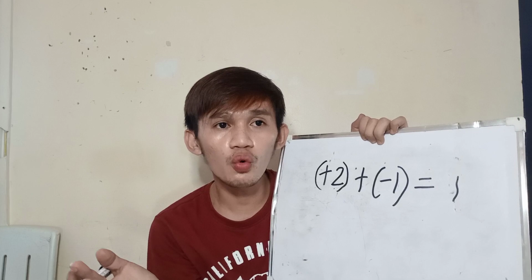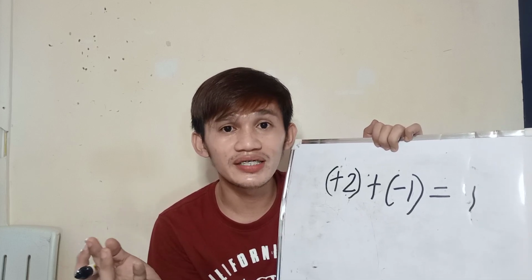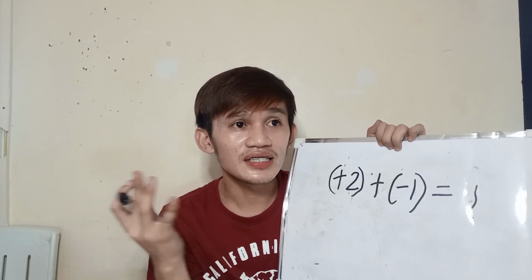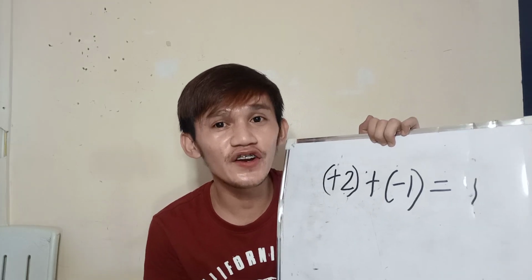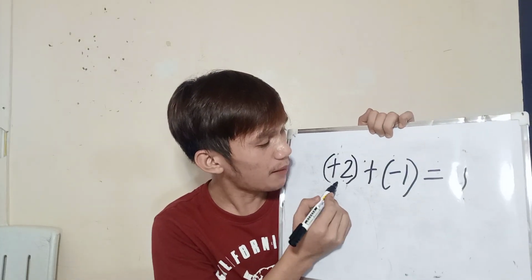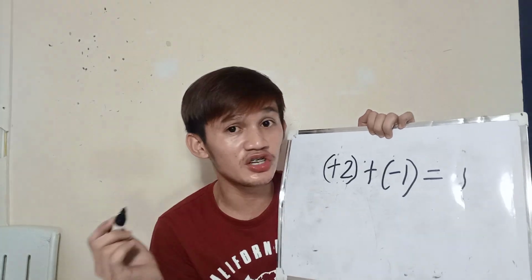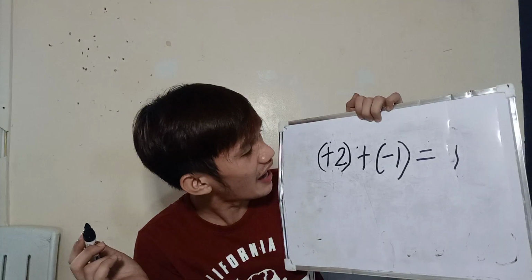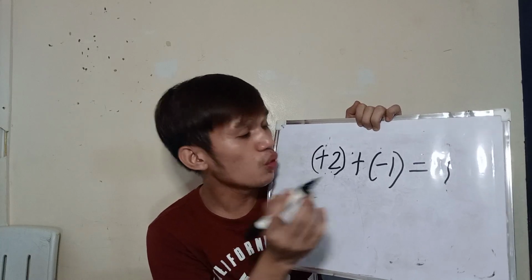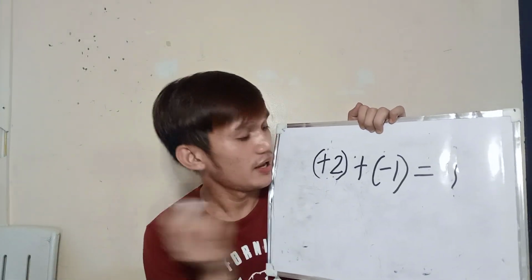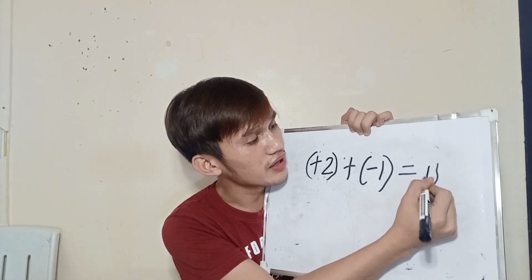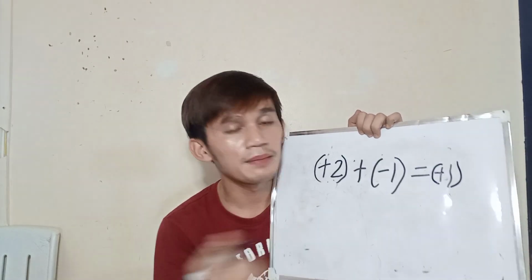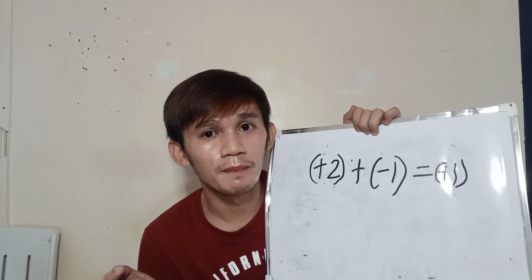And if we continue the song, it says different sign, subtract, keep the sign of the higher number. Which among these two integers is higher? Is that 2 or 1? It's 2. Since 2 is a positive integer, then the answer must be positive 1.